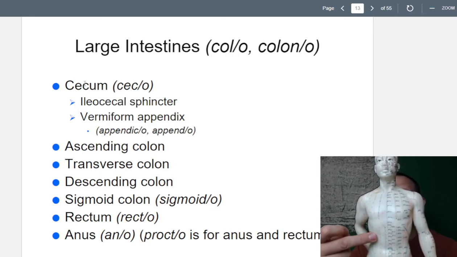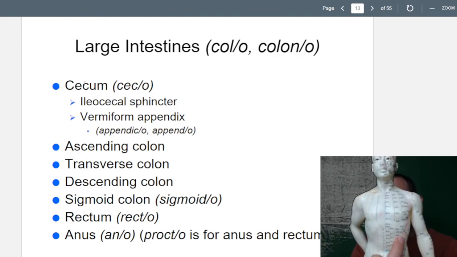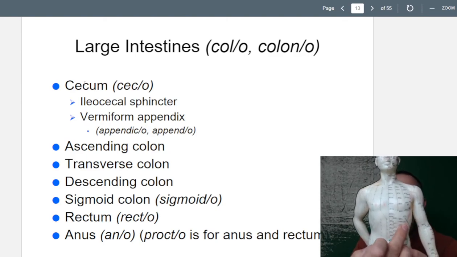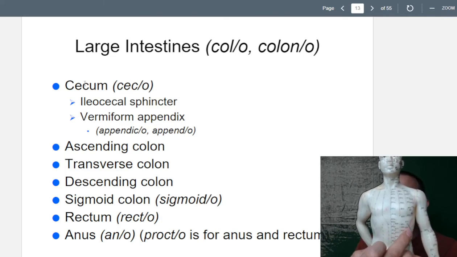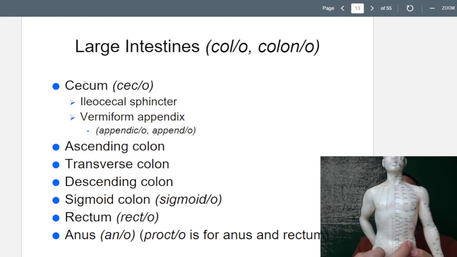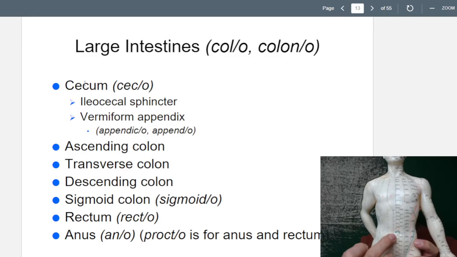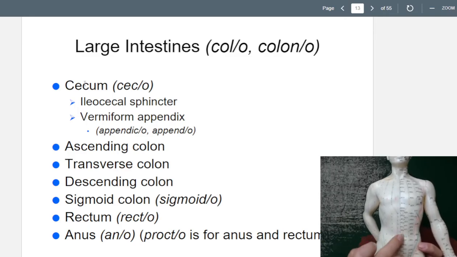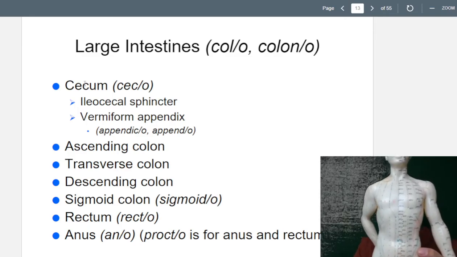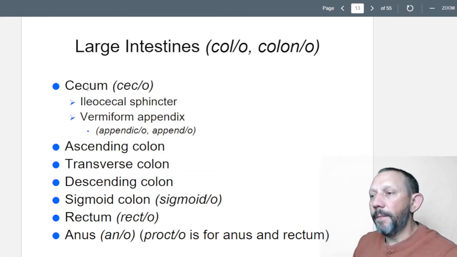The hepatic flexure goes transverse across to the upper left quadrant. The upper left quadrant is where we have the splenic flexure. The spleen is right in this area too. And then we go descending colon, and then it makes a little loop-de-loop through here and comes down this way to become the sigmoid colon. So sigmoid colon, and then rectum, and then anus is the outside, the outdoor, whatever.